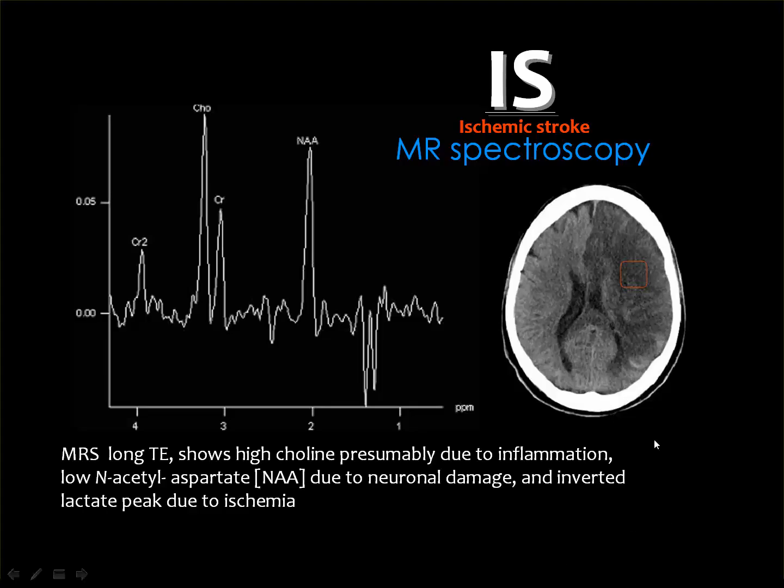infarction. Then what happens if you have an MR spectroscopy for an infarcted area? You do not get significant changes in the metabolites. Some decrease in the N-acetyl aspartate, some increase in the choline, and evident peak of lipid and lactate, yes.